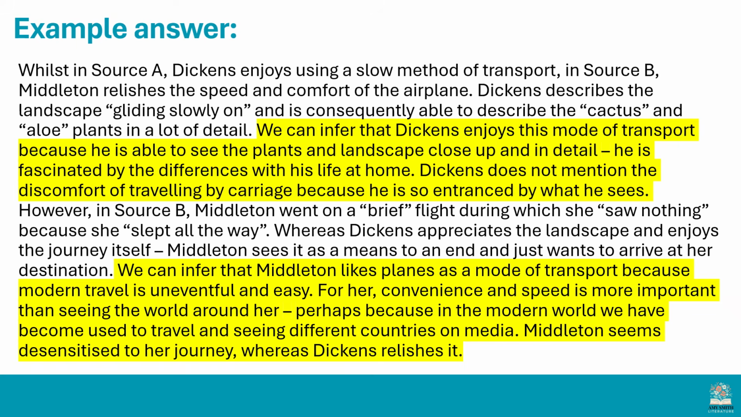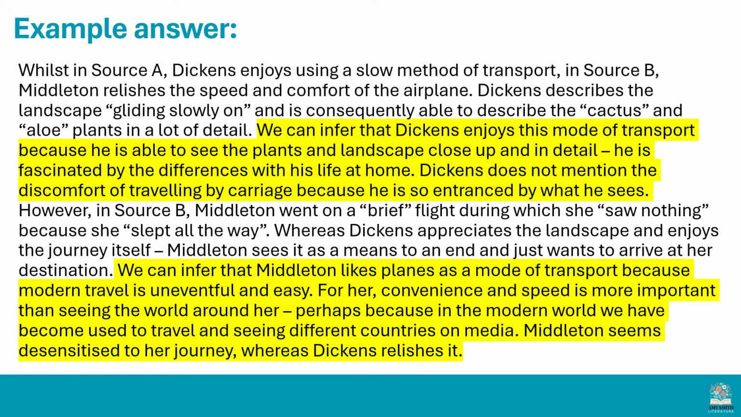And here in the yellow, what I've highlighted is those higher level inferences. So remember earlier on in this lesson, we looked at some examples where I wanted you to come up with 4 inferences and pushing that inference further and further each time. If we have a look at the first section in yellow, let's just read through it first. So it says we can infer that Dickens enjoys this mode of transport because he is able to see the plants in the landscape close up and in detail. He is fascinated by the differences with his life at home. Dickens does not mention the discomfort of travelling by carriage because he is so entranced with what he sees.